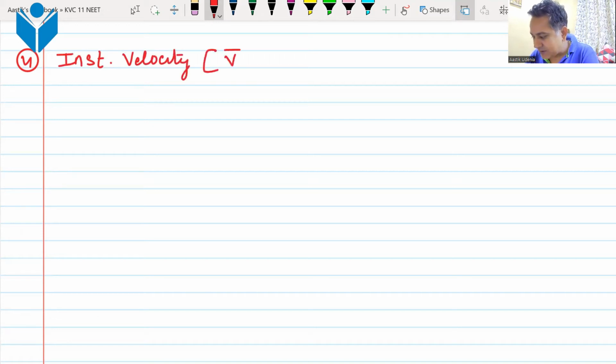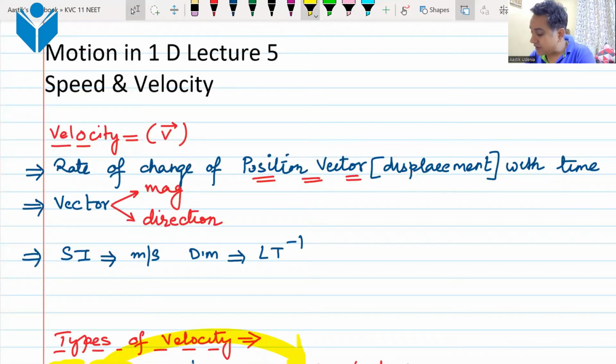We represent this by v vector, and as soon as we represent this by v vector, we must understand that whenever we are using the term velocity in general, I'm asking you, what is your velocity? Which velocity are you going to tell me?